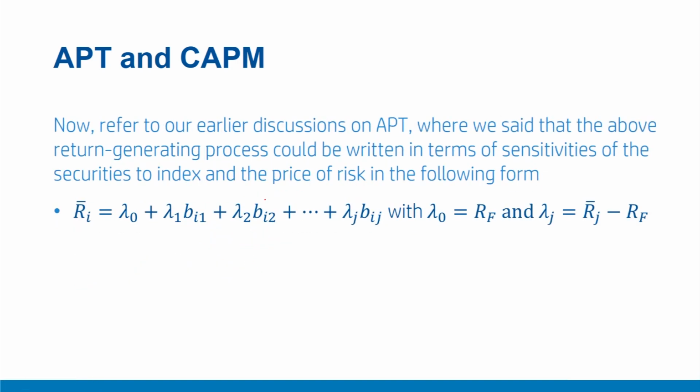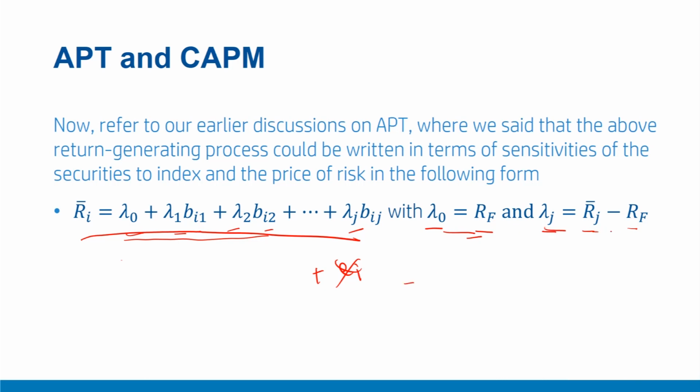Now, if we go back to our earlier discussions about APT, we said that this return generating process can be taken to the equilibrium return form by APT when it is written like this. Ri bar, which is the expected return, equal to lambda naught plus lambda 1 into Bi1 plus lambda 2 into Bi2 and so on up till lambda j into Bij. Notice there is no residual term because this is the equilibrium equation of return as defined by APT. Here, lambda naught, if the risk-free rate RF is available, then lambda naught equal to RF, lambda j equal to Rj bar minus RF.